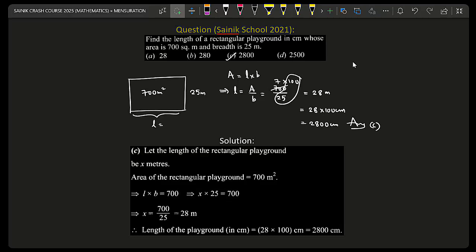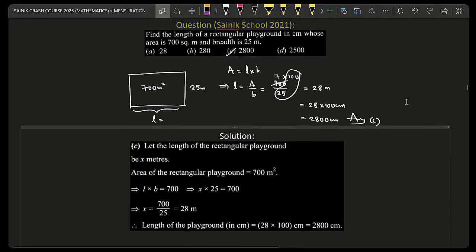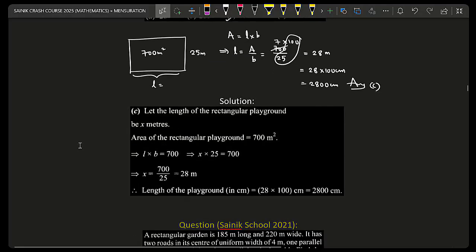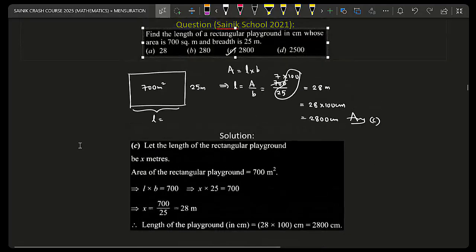Sir, that C2 by pi r, that formula I didn't understand. Sir, C2 means what, sir? It's not C2, it is C square. Sir, C square means what? See, the relation between area and circumference of a circle: A is equal to C square by 4 pi. That's it. It's not C2, C square.